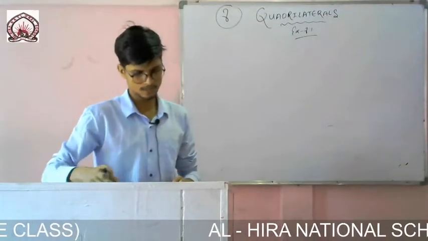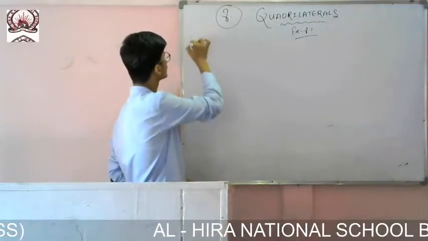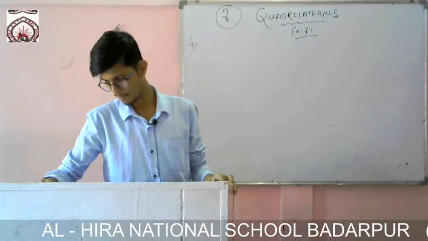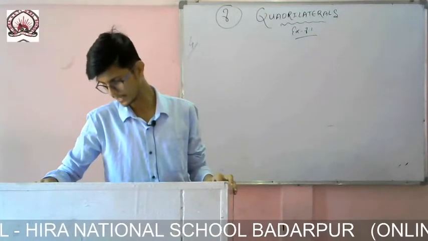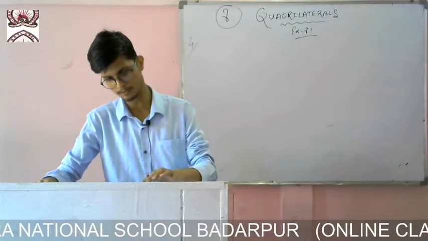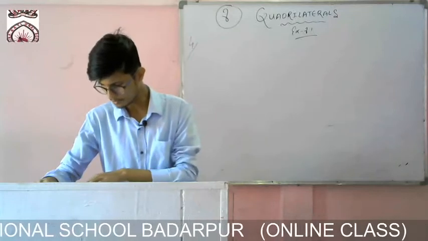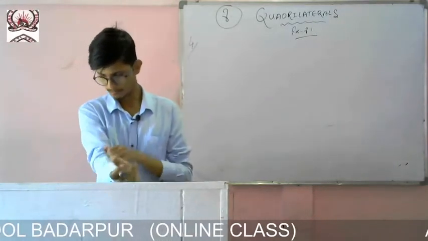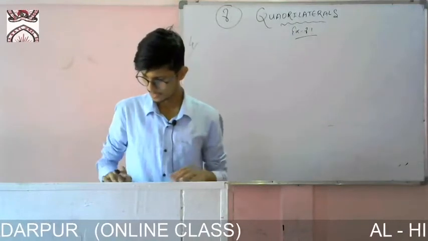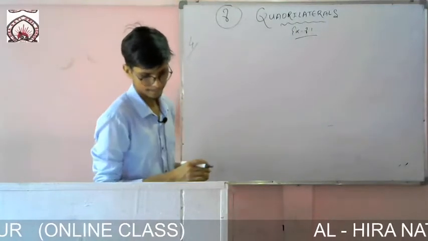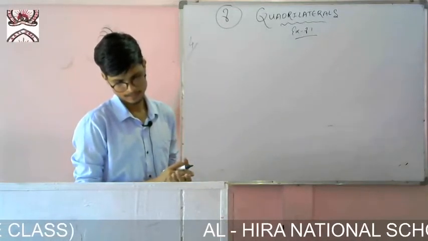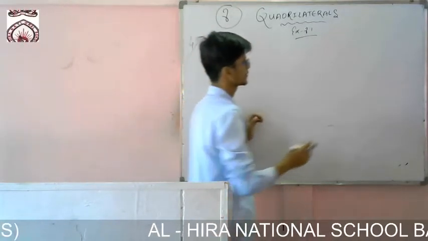Okay, now you see question number 4. Show that the diagonals of a square are equal and bisect each other at right angles. I'll show it.